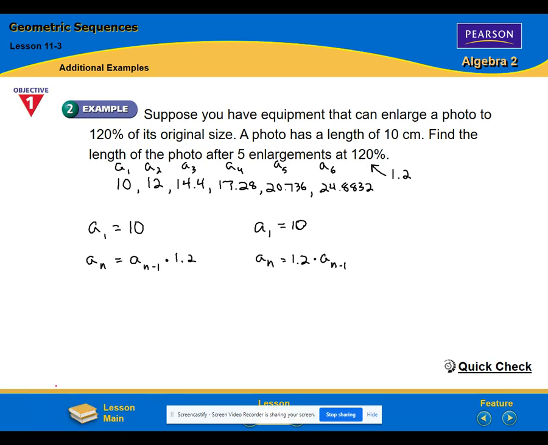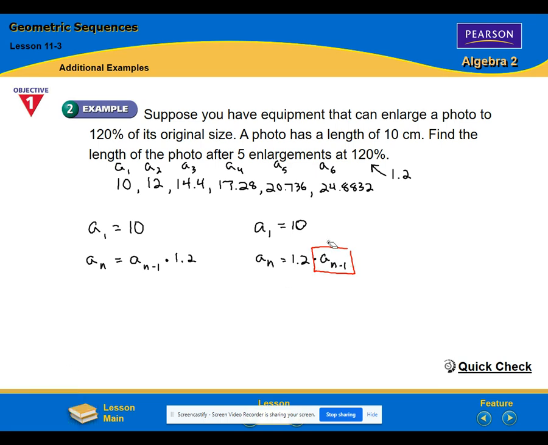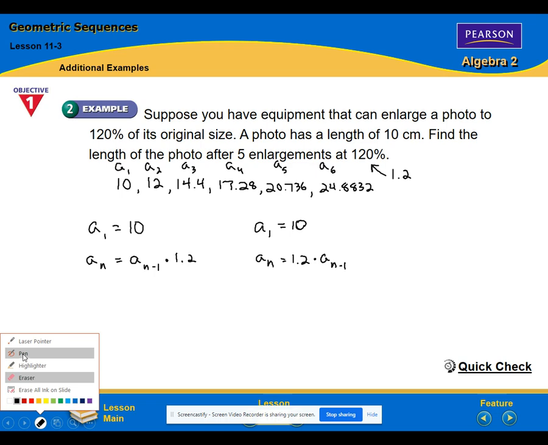But again, are you getting it? This stands for the previous term. A sub n minus 1 just means the previous term, no matter what it is, right? Whether we're talking about the first and then the second term, or the second term and its previous term, the first term, or we're talking about the 827th term, its previous term would be the 826th term. Okay? So that's recursive.